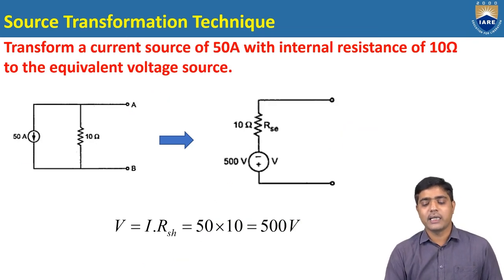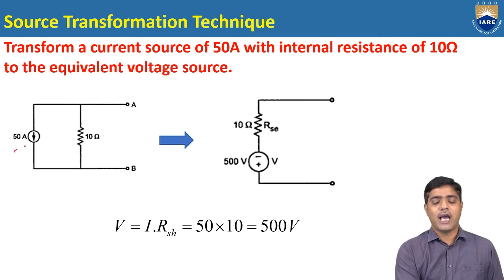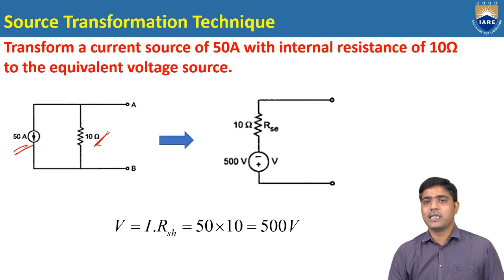Similarly, we can take another example for converting the given current source into the voltage source. So here the problem is: transform a current source of 50 amps with the internal resistance of 10 ohms to the equivalent voltage source. First of all you have to draw the circuit. Current source means there will be a current source connected in parallel with the resistance. So 50 amps is connected in parallel with this particular 10 ohms resistance.